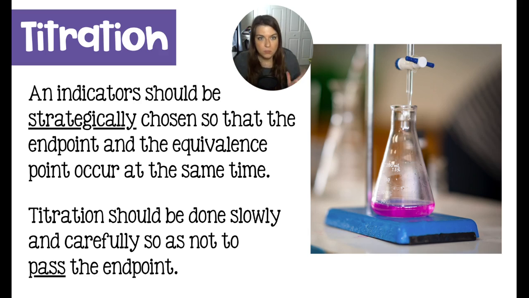So you've got to strategically pick an indicator. Additionally, you have to do your titration very, very slowly so that you don't pass the endpoint. Because once you get this really bright, hot pink, it means that you're pretty basic. You want it to be the palest, palest pink that you can get.